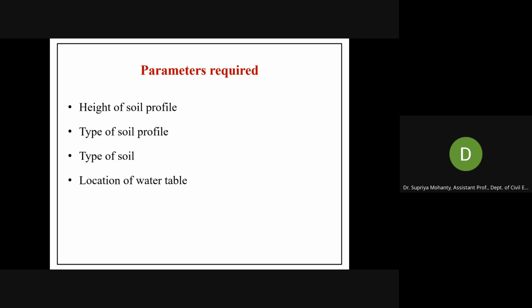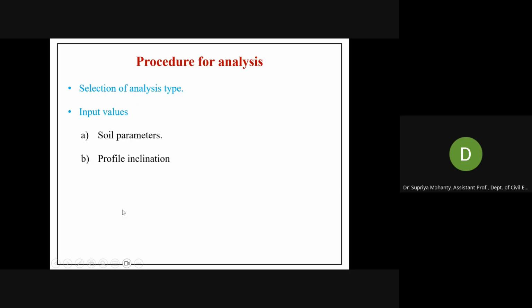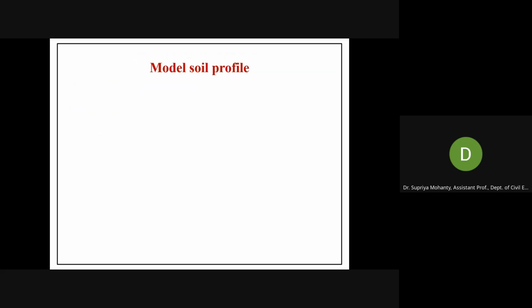Parameters required for this Cyclic 1D: you need to have the soil information, height, type of soil, and profile also, like sloping region or level ground, type of soil, water table, bedrock, input motion. And the procedure is you need to select the analysis type, that is elastic or plastic. Input values, soil parameters, whatever soil parameters you have, density, C value, and friction angle value, that you can give. Profile information, groundwater table, type of bedrock, motion type, damping coefficient.